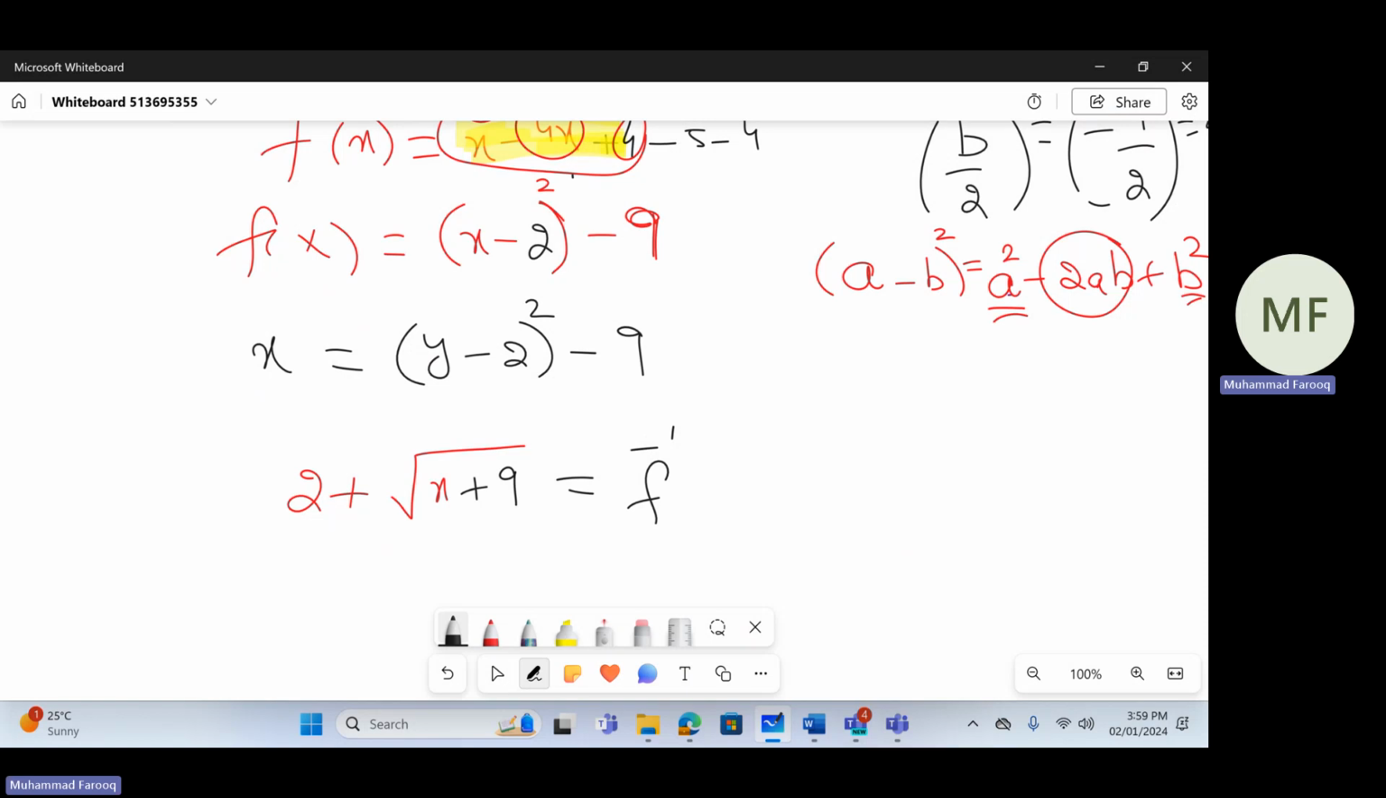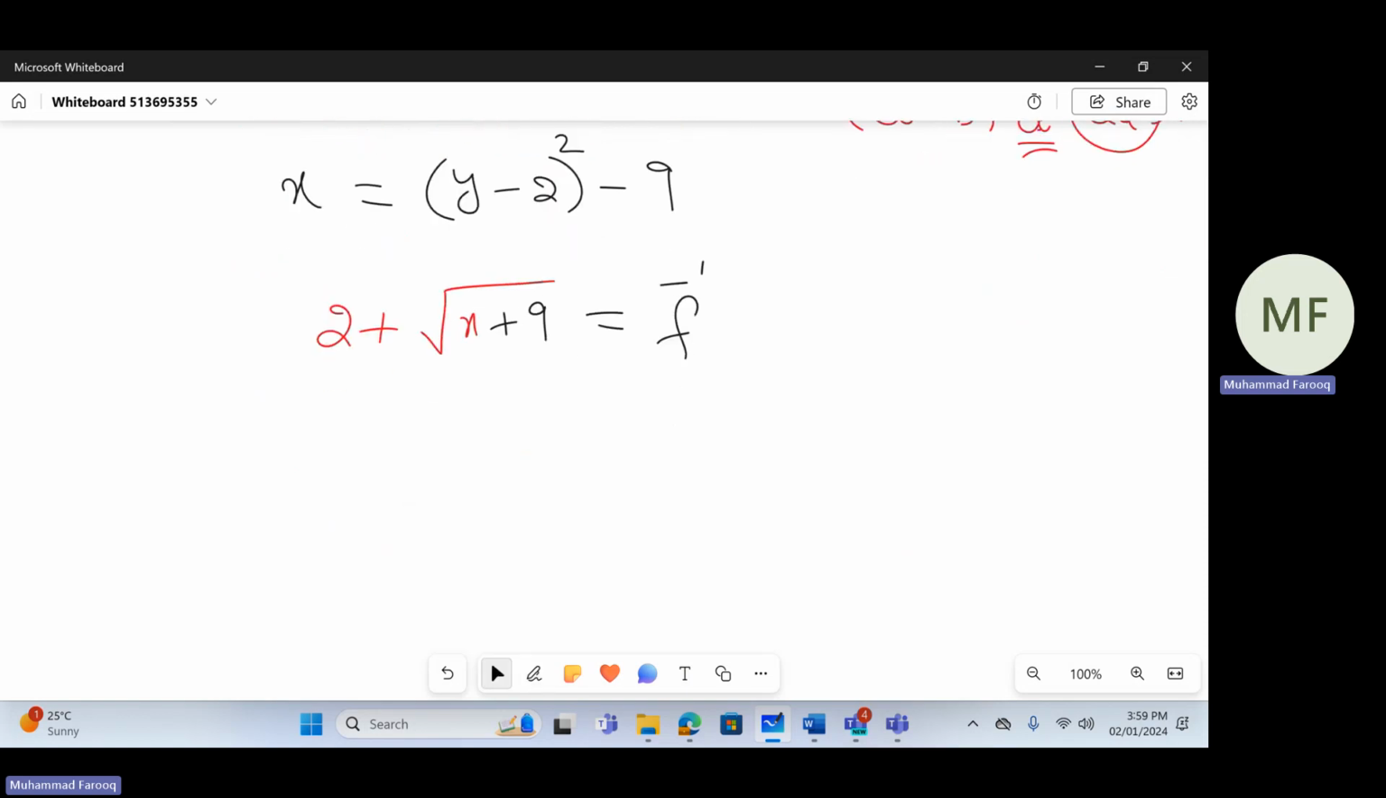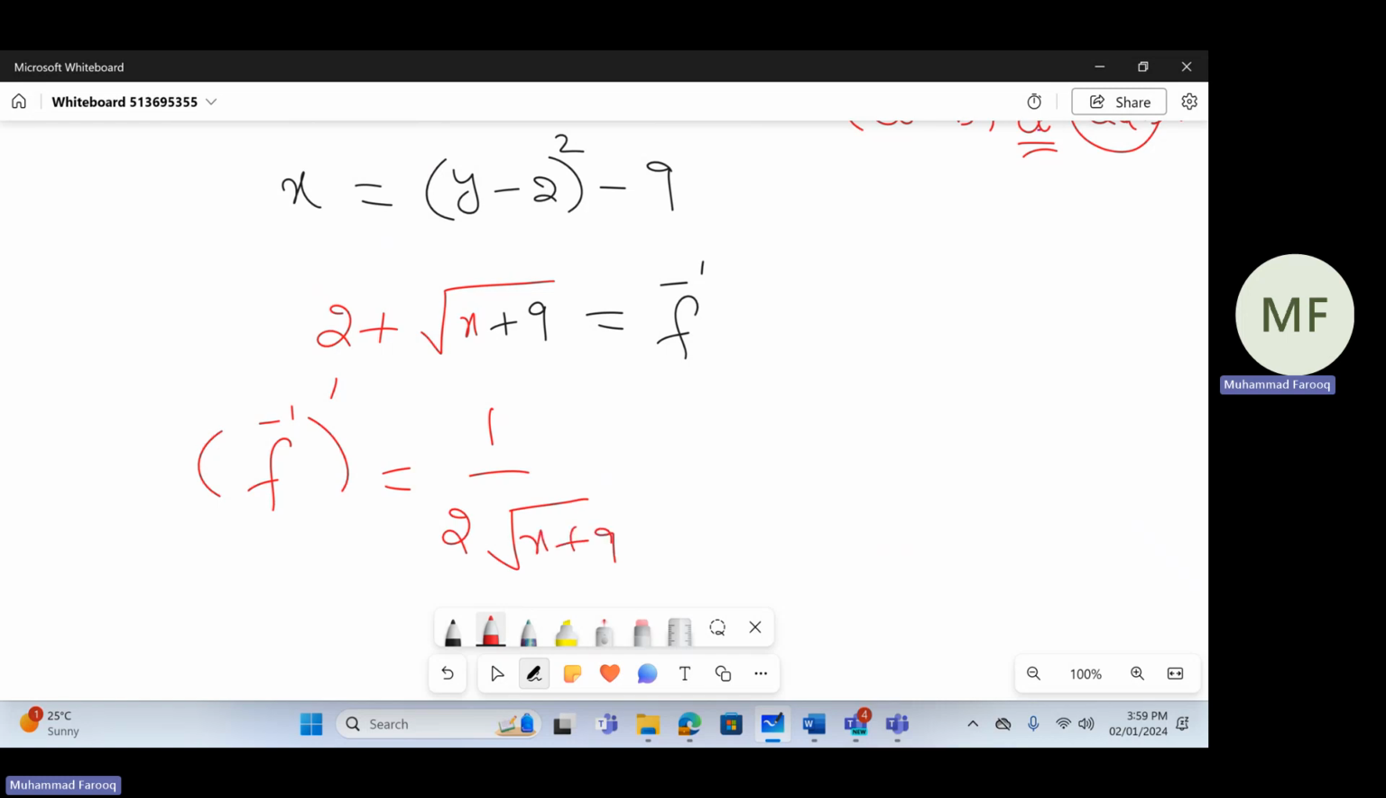Very nice. Now just differentiate, take the derivative. 2 is a constant, so that is 0. So now we have the f inverse prime. The derivative of the inverse is 1 over 2 times the square root of x plus 9, times 1. And the 2 is 0 because it's a constant. The constant derivative is 0.